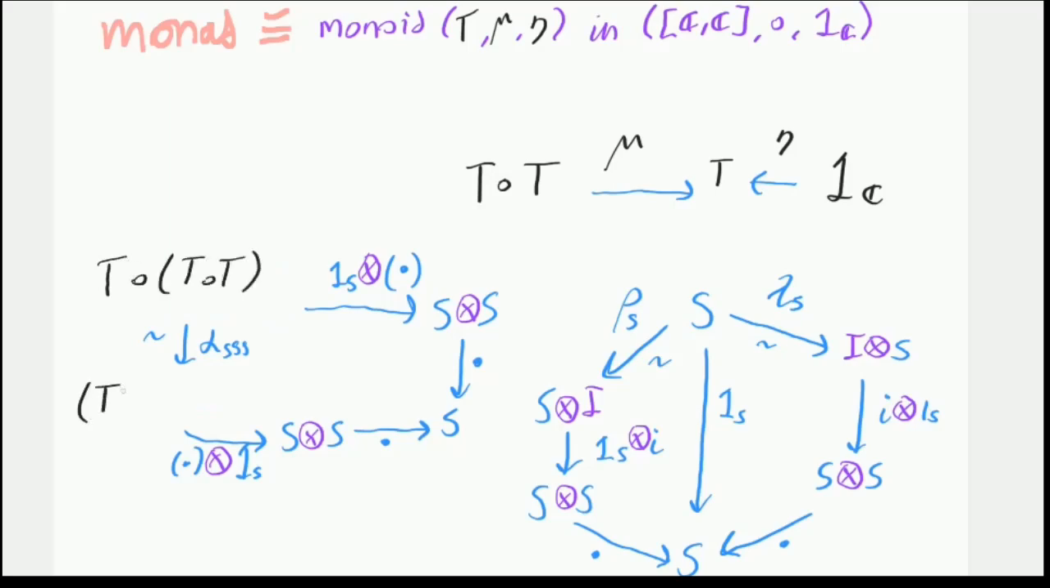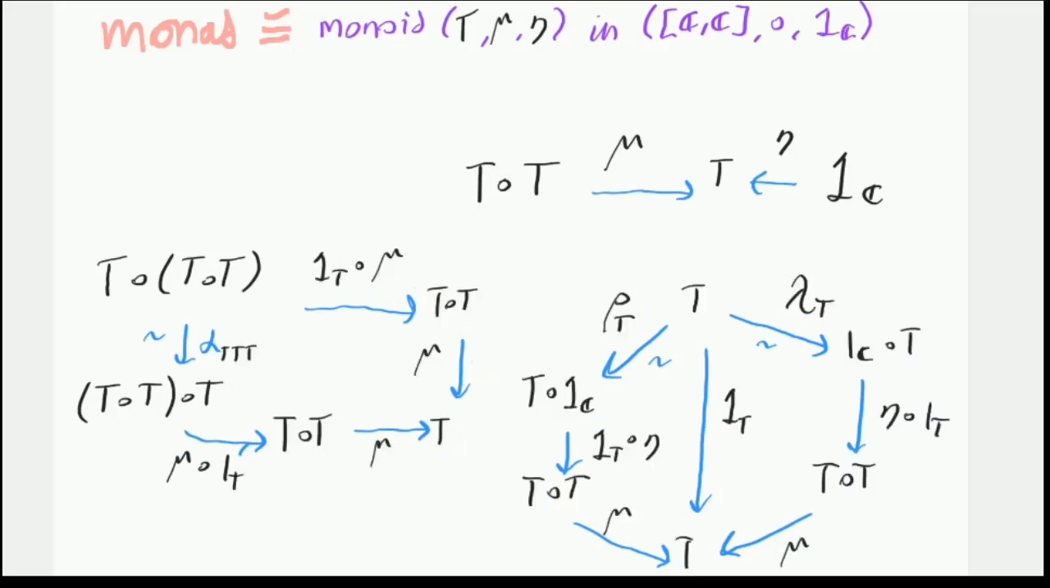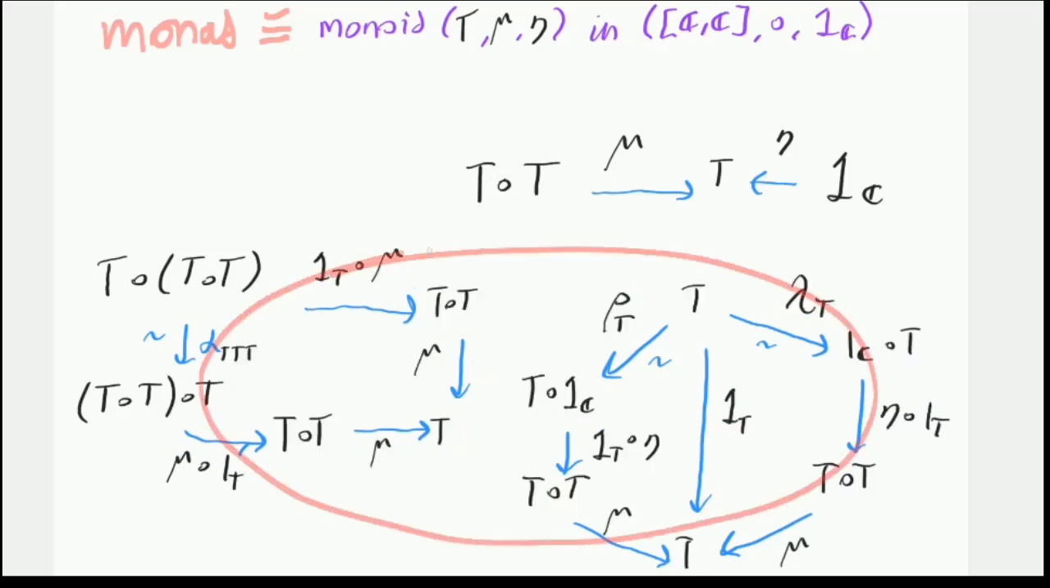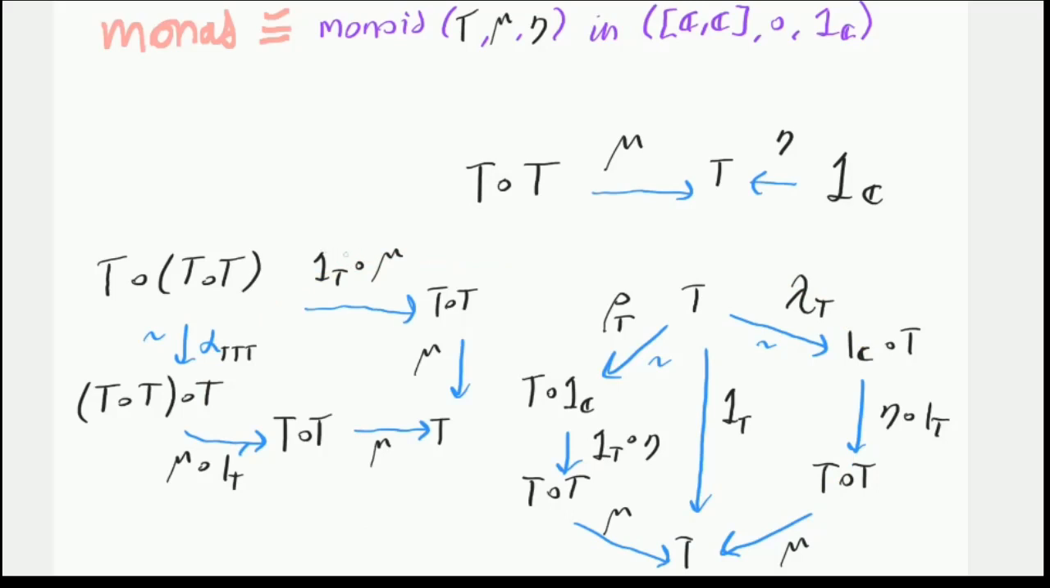This is going to be T after T after T. This is going to be mu after identity of T. And there we have it. We've made these substitutions here. So when we've got these composition symbols on arrows here, that means horizontal compositions of natural transformations.